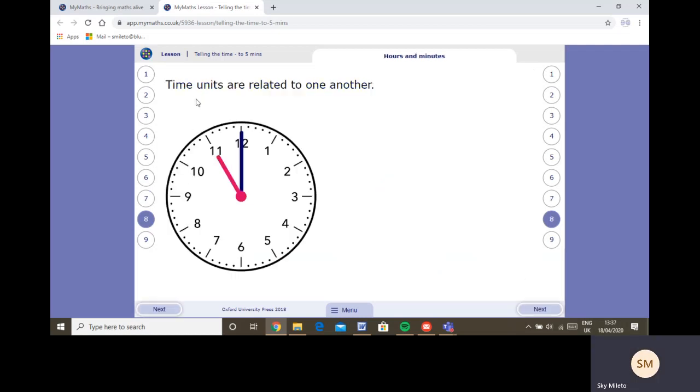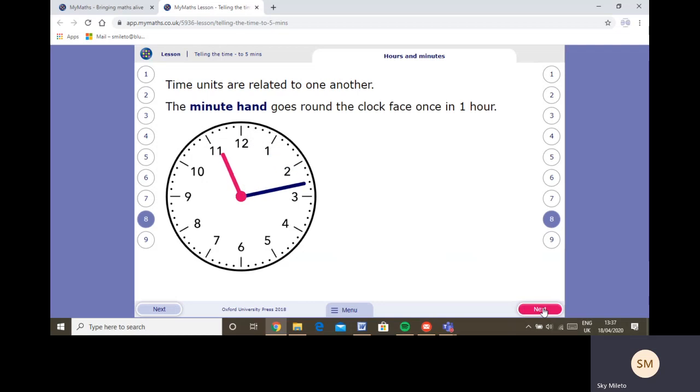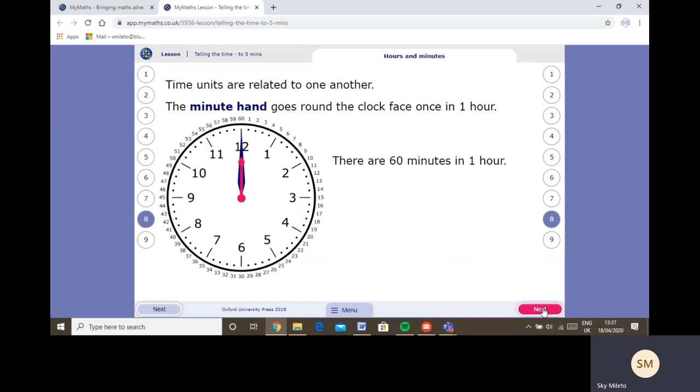So times and units are related to one another. The minute hand goes around the clock face in the 1 hour. You can see it going around and around and around there. And you can see that the hour hand is moving very slowly around as well. There are 60 minutes in 1 hour. And as I said, every single dot is one of those minutes.